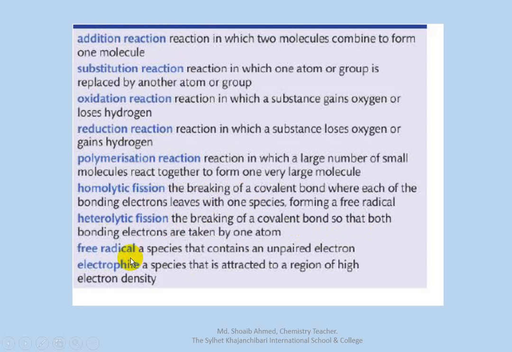Okay, what is a free radical? A species that contains an unpaired electron, a single electron. Any chemical species containing a single electron is called a free radical. What is an electrophile? An electrophile is a chemical species that is attracted to a region of high electron density.